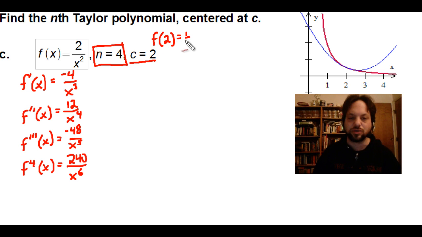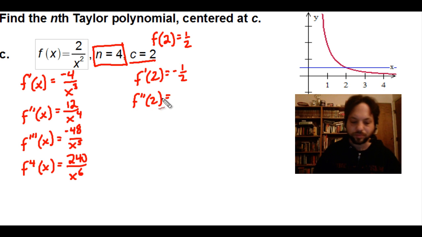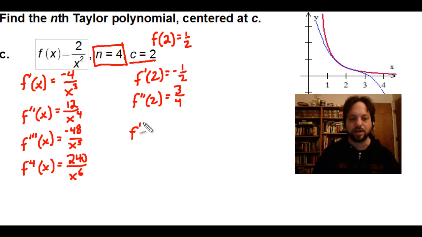In this case, f of 2 is 1/2, f prime of 2 is... again, I've worked these out earlier. This is going to be negative 1/2, f double prime of 2. These things get ugly, and you might want to start using a calculator at some point. And that's certainly valid. You can do that.